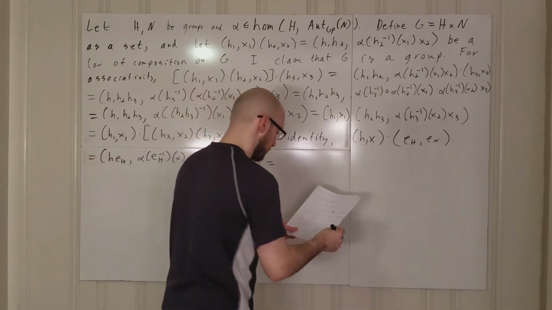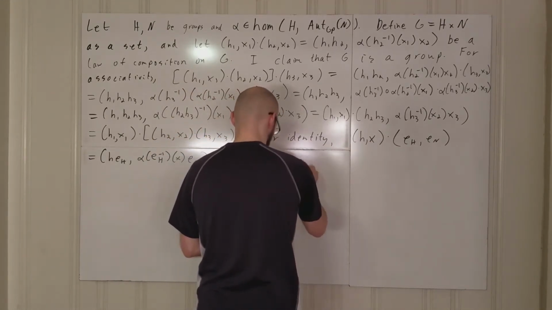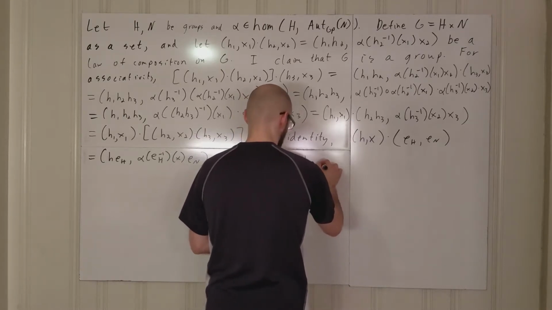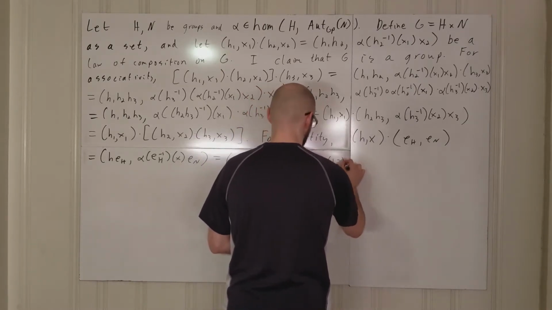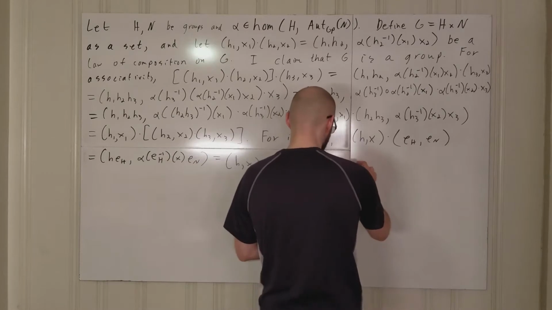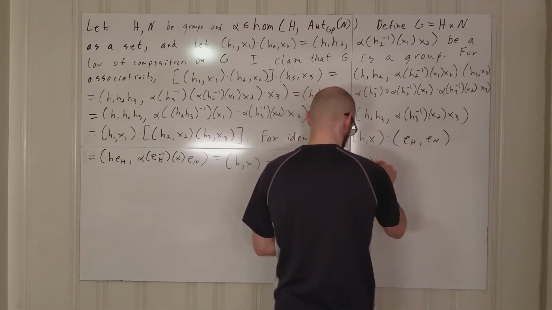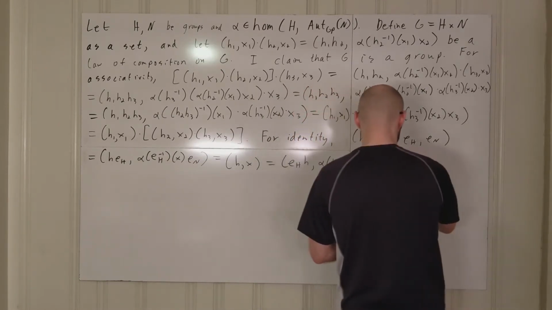But going the other way, you can see that this is alpha h inverse of e_N x. Let me just write this out first.